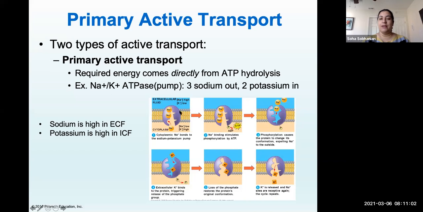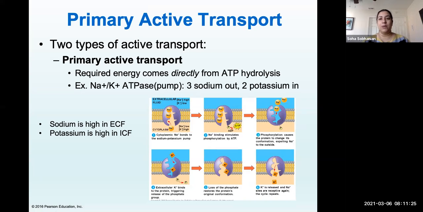It's demonstrated in a picture and you can take a look yourself. Every time this pump uses one single ATP, it's going to move 3 sodium outside the cell and 2 potassium into the cell. So that movement has to happen when a sodium potassium ATPase is used.